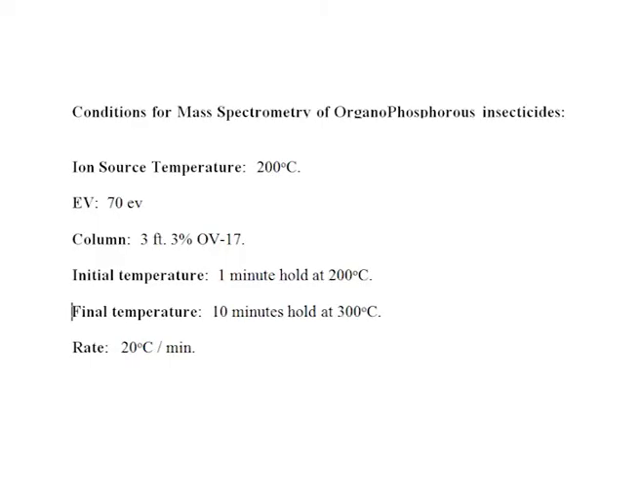Conditions of mass spectrometry of organophosphorus insecticides. Ion source temperature is 200 degree centigrade. The electron volts here are 17 electron volts. Column is 3 feet, 3% OV 17. Initial temperature 1 minute hold at 200 degree centigrade. Final temperature 10 minutes hold at 300 degree centigrade and the rate is 20 degree centigrade per minute.